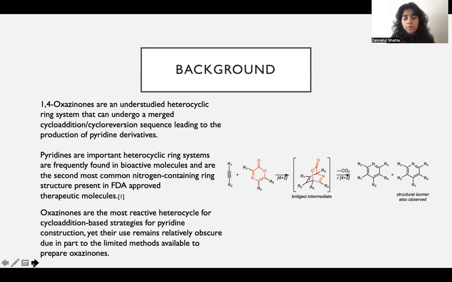So on the right, I have a general scheme of how the cycloaddition-cycloreversion pathway works. The oxazenone, which is in red, is reacted with an alkyne to undergo a cycloaddition product, which is the bridge intermediate. Then CO2 is extruded in the cycloreversion pathway, and then we get the two pyridines observed on the right.